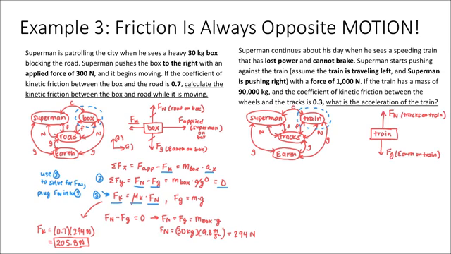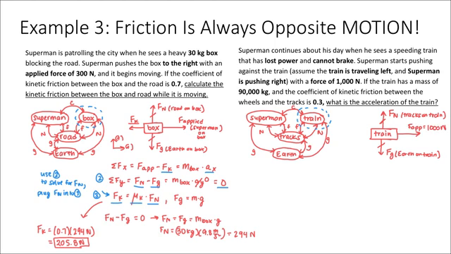All right, I've indicated the normal force pointing up and the gravitational force pointing down, which, in this case and in many of the cases we've looked at so far, are equal, but again, they won't always be. And now, if Superman is pushing to the right, then I will go ahead and show that applied force, and that's 1,000 newtons.